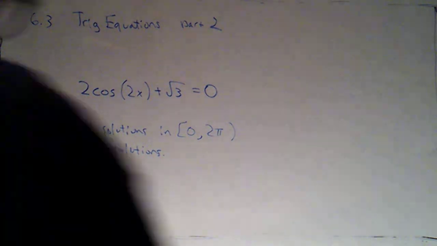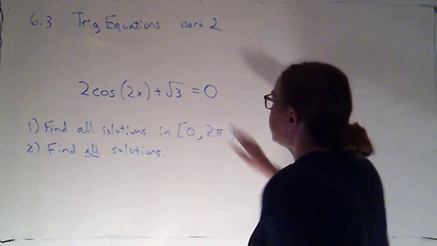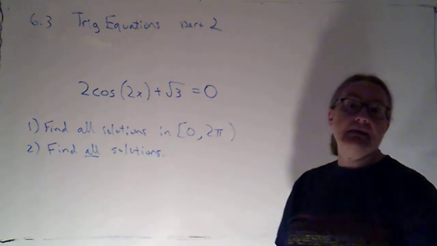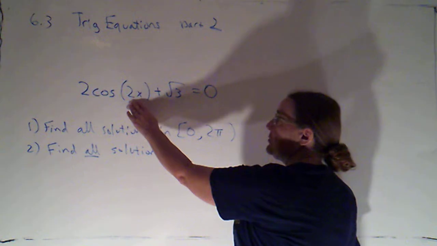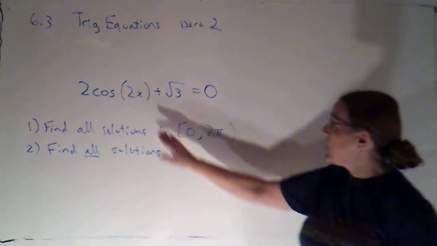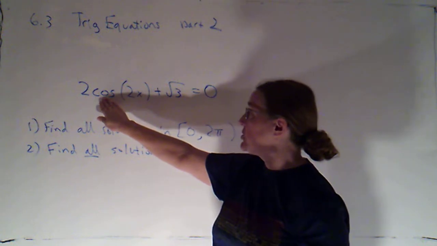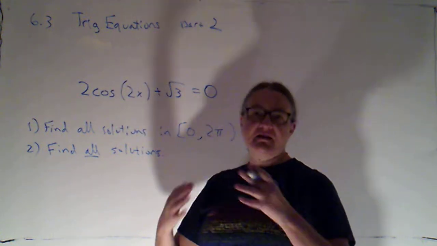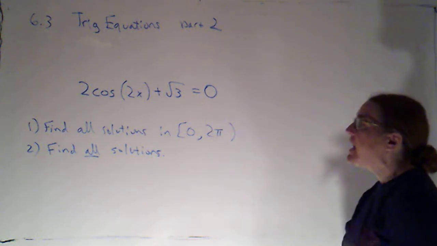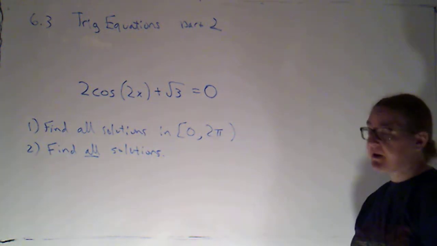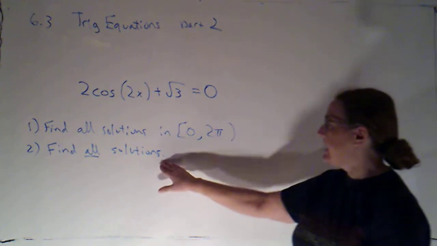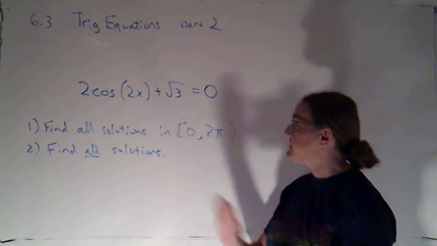Okay, section 6.3 is a continuation of trig equations. This is part 2. And what we're going to see in this section is that we're going to be working with angles that are more complicated than x. So that what we're plugging into our trig functions isn't just x, but is some multiple of x. Like in this case, we've got 2x. Directions here are the same as they've been in the past. Find all the solutions between 0 and 2 pi, and then find all solutions.